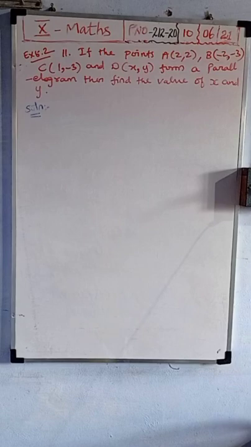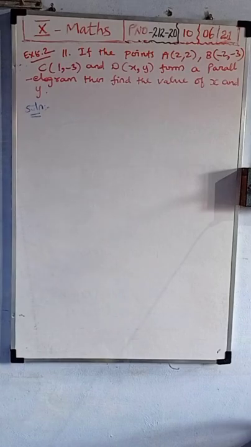Yesterday in class we discussed the 10th question, where points were given and we wanted to show that the given points form a parallelogram. Here it is given that these points form a parallelogram, then find the value of x and y. Using the concept of slope we will get the value of x and y.